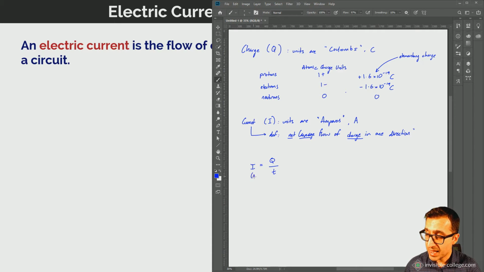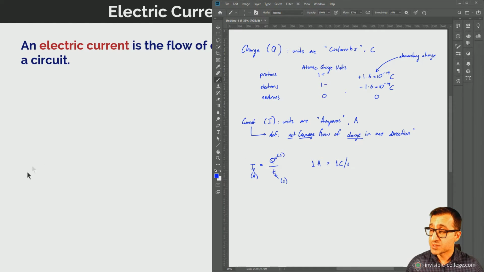So again, current is in amperes, charge is in coulombs. So these are the units of these quantities here. And time, the standard units of time in physics are seconds. So 1 ampere of current is equivalent to saying 1 coulomb of charge flowing past a fixed point per second, coulombs per second. So we've defined what we mean by an electric current.